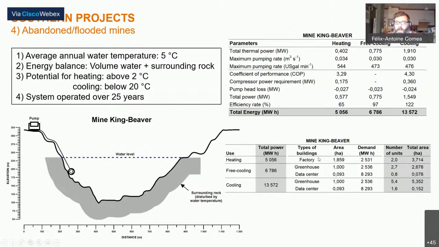And with typical buildings, a factory, greenhouse, and data center, we found that for these three typical buildings, this mine is able to cover most of the energy demand for heating or cooling for this kind of buildings. Then we think it's something that we have to look at more for the future. We are trying to get more grants to be able, in the end, to operate the system and prove that it can be feasible.